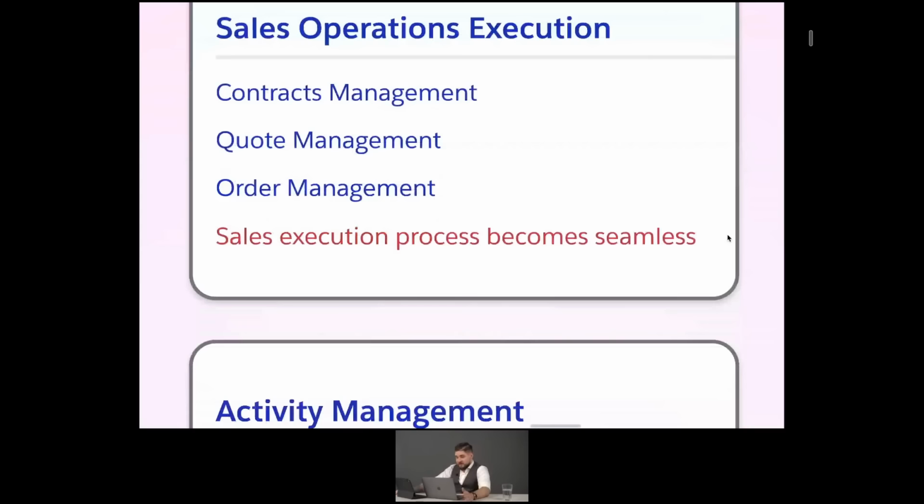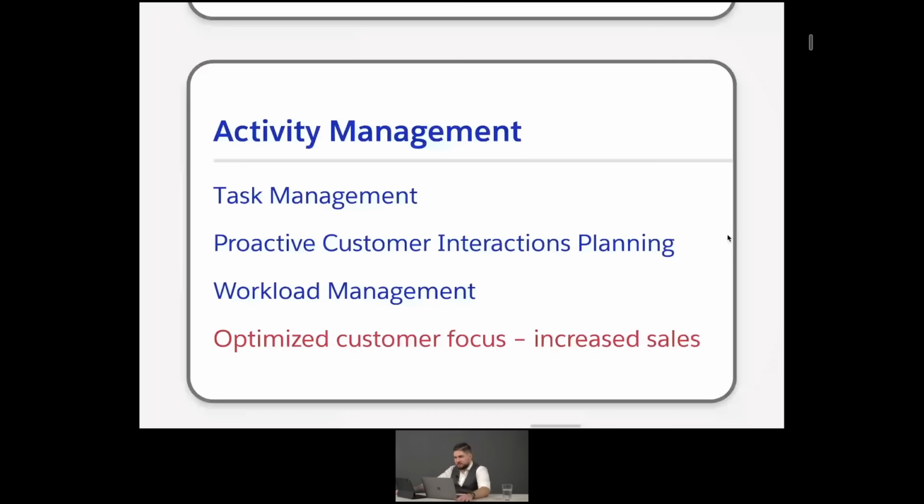The next one is activity management. We have here the following list. It's task management, proactive customer interaction planning, and workload management. What we gain from this? Well, first of all, we get the possibility to measure the workload and prioritize the commercial activities of the sales teams. Of course, we are getting ability to focus activities on the most prospective accounts and capability of automatic task generation for sales reps based on data-driven prioritization.